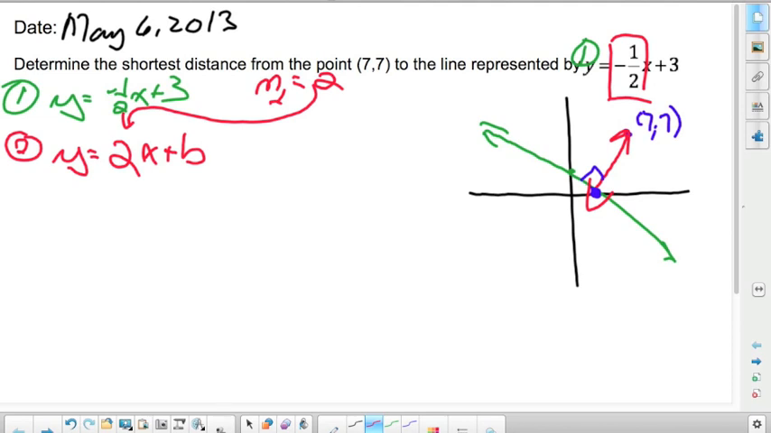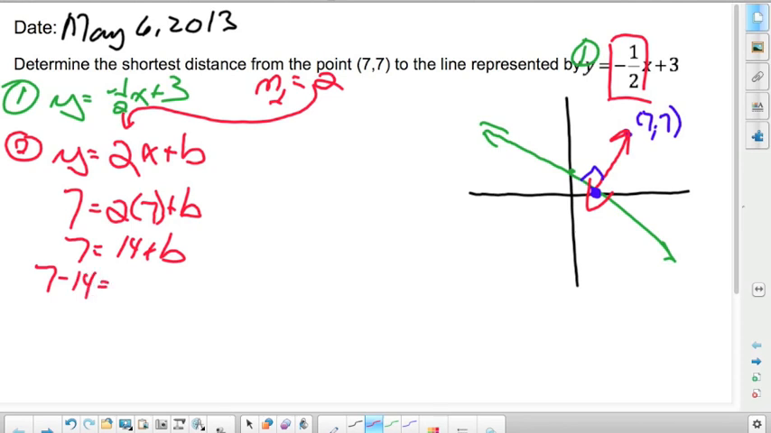This is grade 9 math here. I wish sometimes this gets taught in grade 9, because you learn how to do it, but you don't know how to apply it yet. So here we got 7 is equal to 2 times 7 plus b. So we got 7 is equal to 14 plus b. We subtract 14 from both sides.